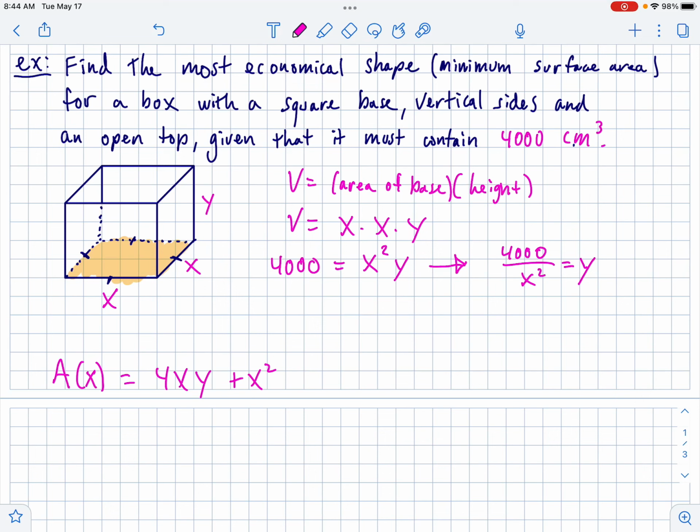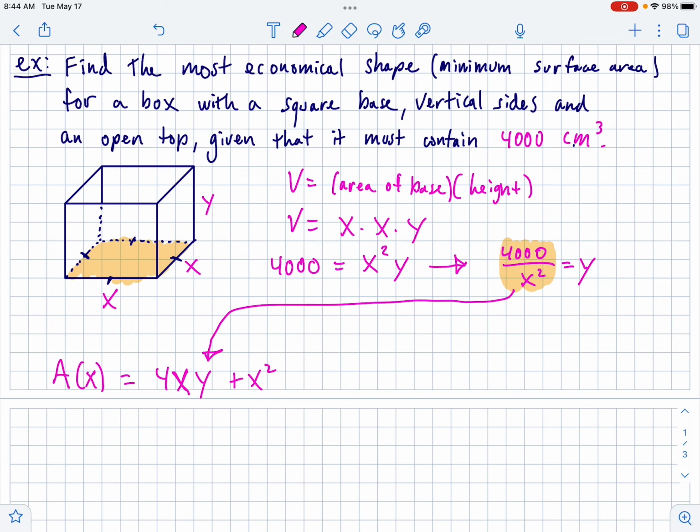Now, you can't really do derivatives when there are 2 variables involved in the equation. Since there's a mix of x and y's, we need to get it down to just an x variable. So what we do is take the y that we already solved for and plug it in for this y right here. So the surface area equation is 4x times 4,000 over x squared plus x squared.